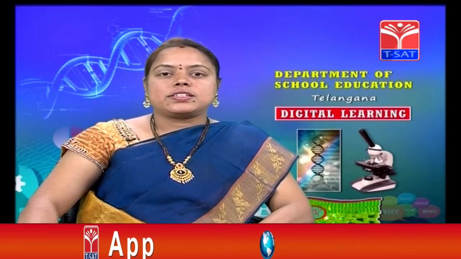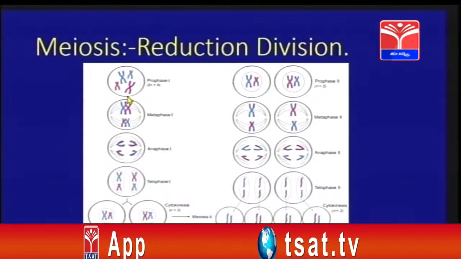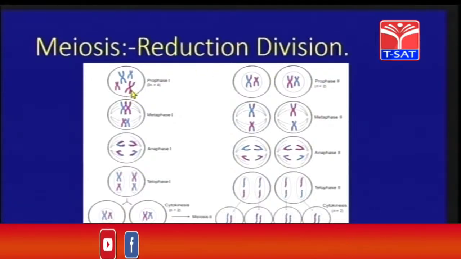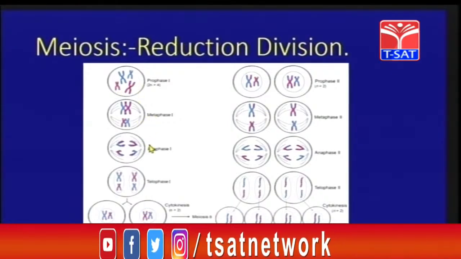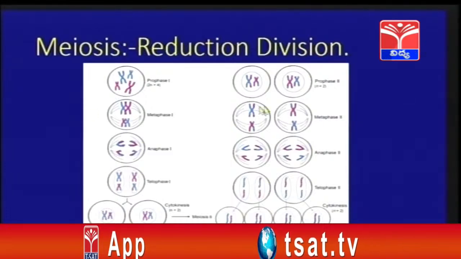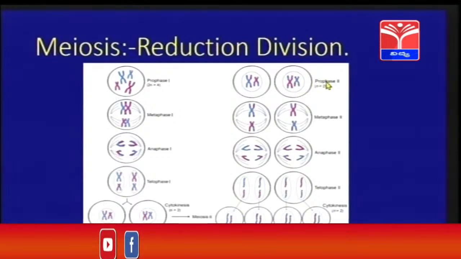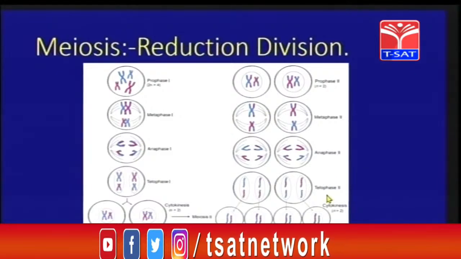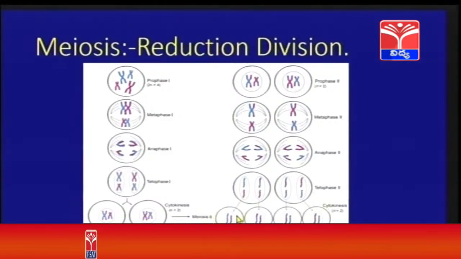So, let us know what is meiosis. Children, the meiosis cycle has two phases, that is meiosis 1 and meiosis 2. In meiosis 1, we have the same names: prophase 1, metaphase 1, anaphase 1, telophase 1, and it is followed by cytokinesis. Later on, meiosis 2 will take place, and even in meiosis 2, the same phases, that is prophase 2, metaphase 2, anaphase 2, telophase 2 occur, and it is followed by cytokinesis 2.